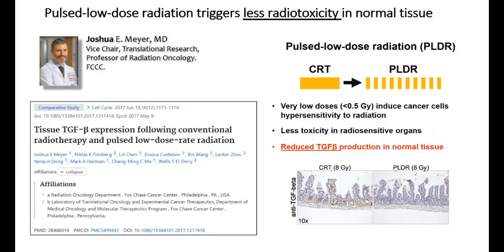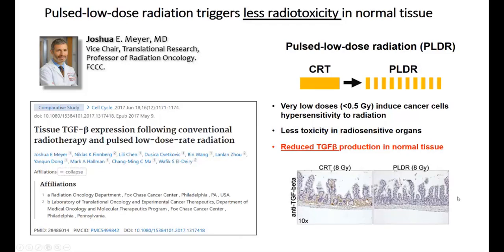As you can see in this microphotography, a very important player is TGF-beta, which is triggered. We know that normally with radiation, cells start to produce TGF-beta, but when the tissues are receiving the radiation pulses, the levels are very minimal or none.